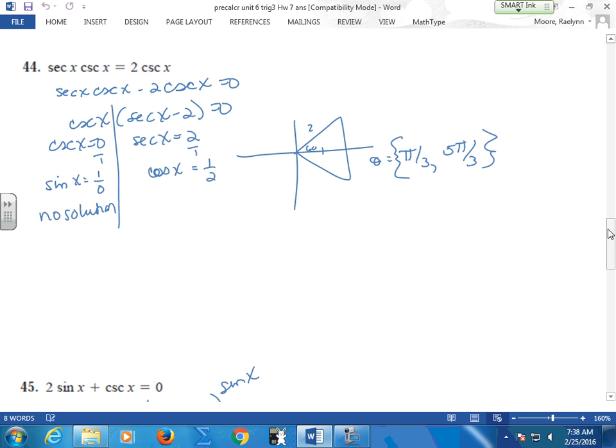Now, this one, if it looks weird, stick variables in here. xy equals 2x, what would I do? If this says xy, and I make my cosecant be y, and I have 2y, what would I do? Can't divide by y. Move it over, factor out your y. So move over your cosecant, factor out your cosecant.